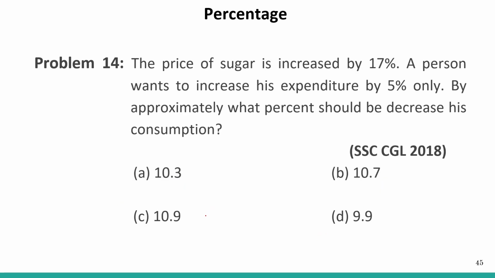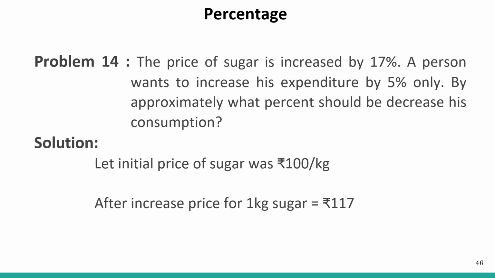Let's see problem number 14. The price of sugar is increased by 17%. A person wants to increase his expenditure by 5% only. So by approximately what percent should he decrease his consumption? Okay. So the price of sugar is increased by 17%. So the initial price, let it be 100 and the increased price will be 117 because there was a 17% hike.